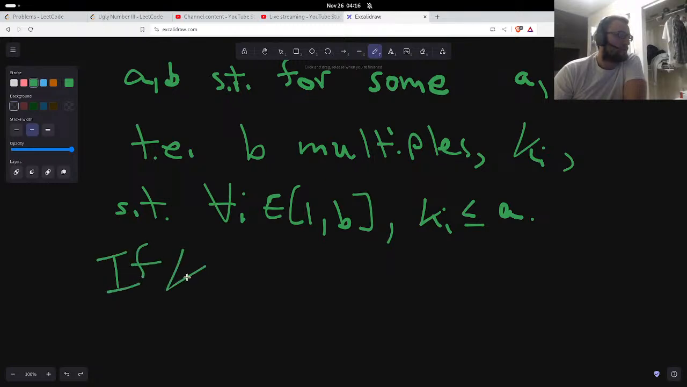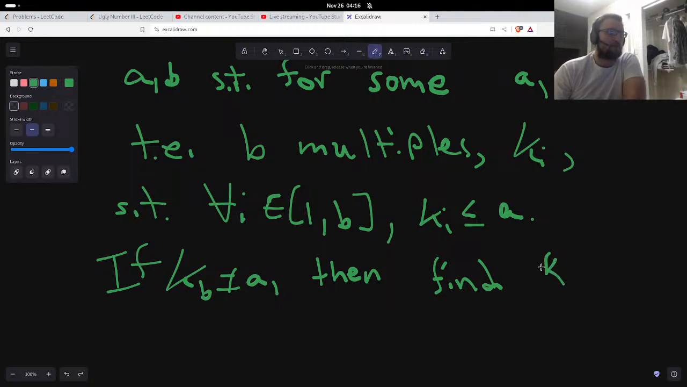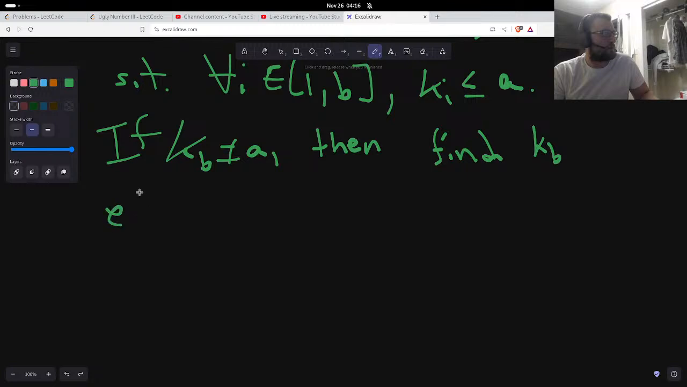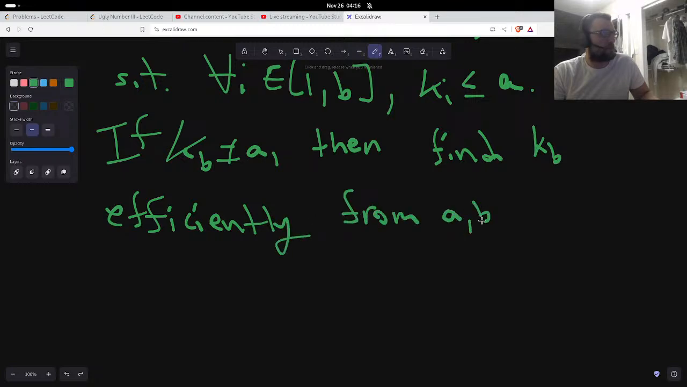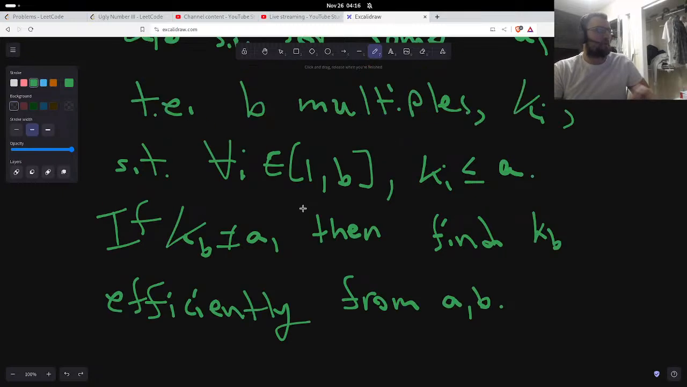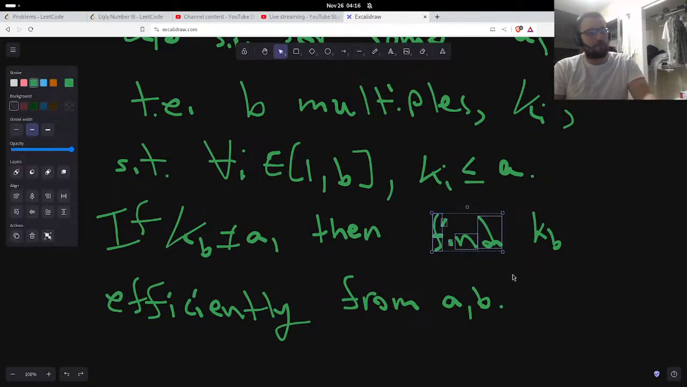If K sub B is not equal to A, then find K sub B efficiently from A. Okay. Yeah, that's the tricky part. Sublinear should be.